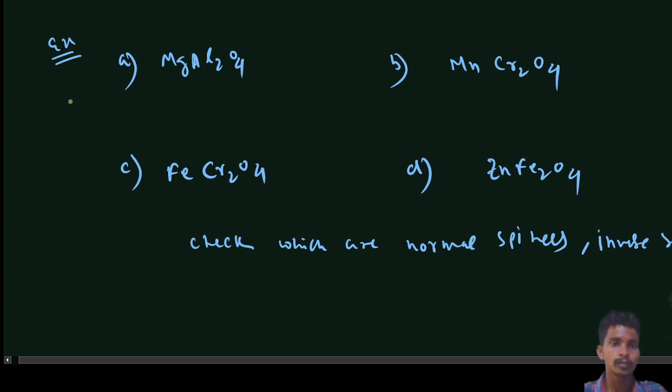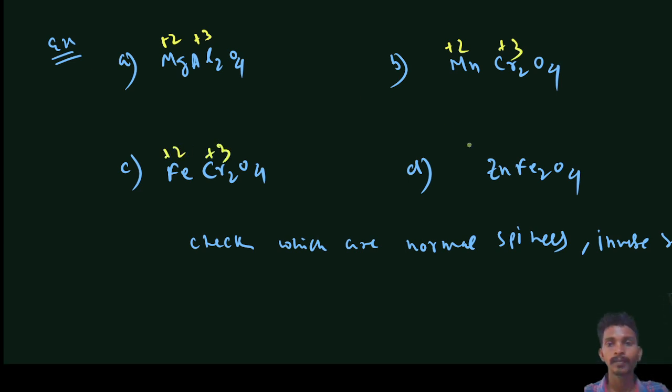So how will you check? Here we take that this is always +2 oxidation state, this is always +3, this is +2 and this is +3, this is +2 and this is +3, this is +2 and this is +3. So here you see that both are non-transition metals, which means their CFSE is 0. So this is always a normal spinel.